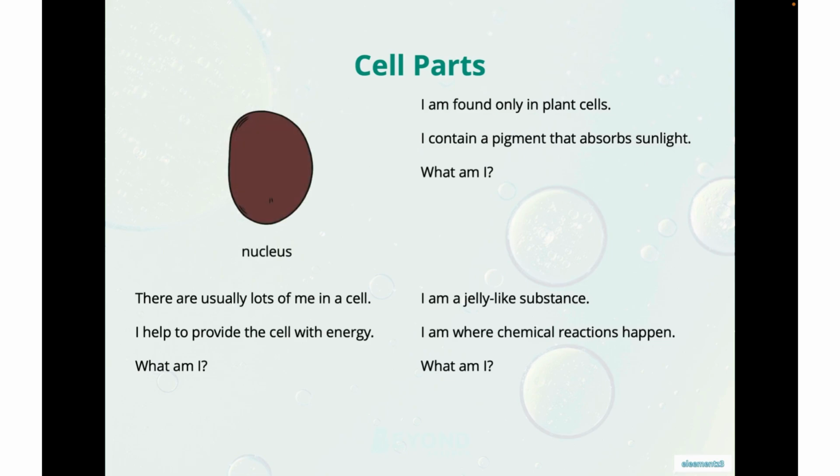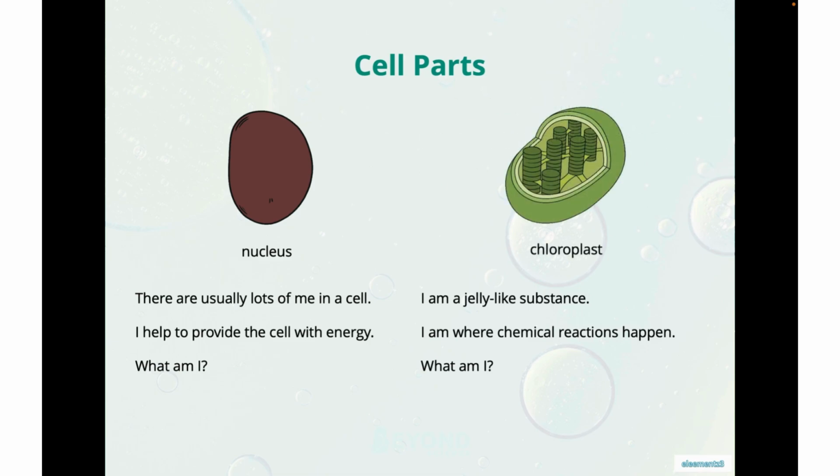Nucleus. I am found only in plant cells. I contain a pigment that absorbs sunlight. What am I? Chloroplast. There are usually lots of me in a cell. I help to provide the cell with energy. What am I?